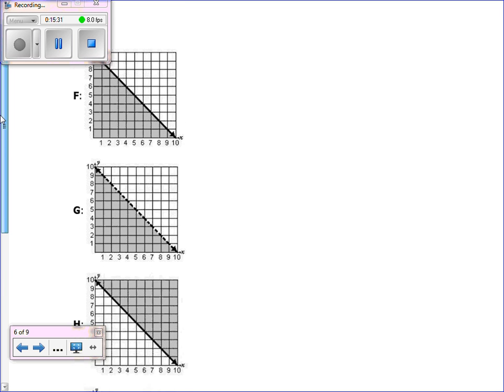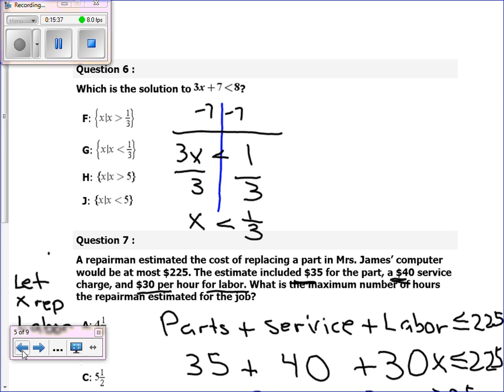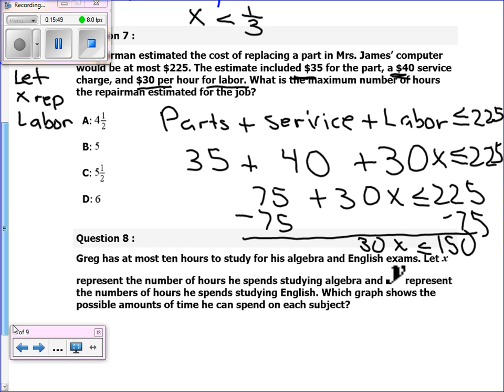Now, the only difference between F and G is basically the solid versus the dashed line. So when you're doing a verbal problem, sometimes you just have to go back, reread the problem, and see, okay, wait a minute. So do I want the values on that boundary line to be included or not? So they're saying that I have at most 10 hours to study. So can I study 10 hours? Yeah, I can study 10 hours.